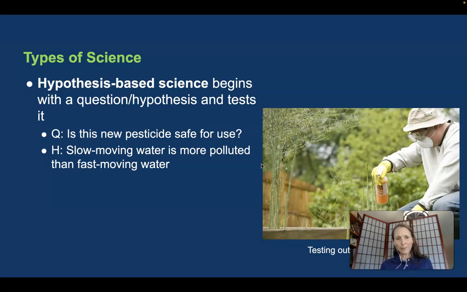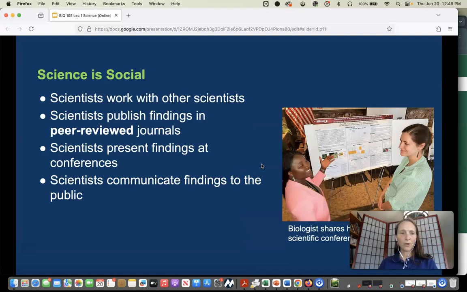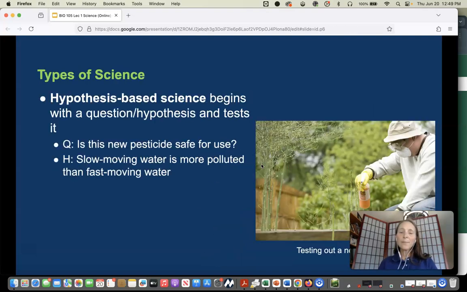I've been talking about hypothesis-based science, but you may not know what that is. Hypothesis-based science is where we begin by either asking a question or making a statement called a hypothesis, and then developing an experiment to test that. For example, in this image here, you may have a question: is this new pesticide that this individual is using safe for use?